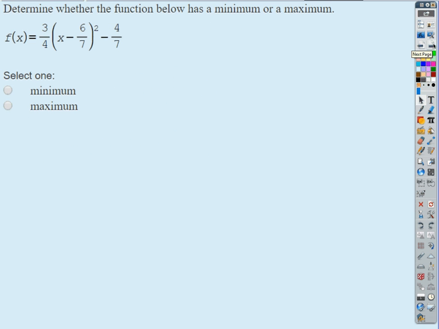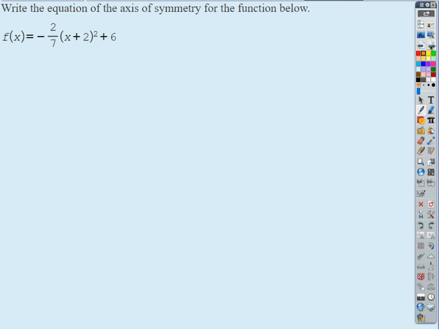Okay, minimum or maximum, quick. Maximum. Minimum. How come? Because a is positive, so it's opening up, so it's a minimum. Good. Okay.